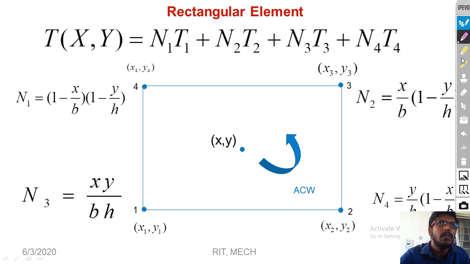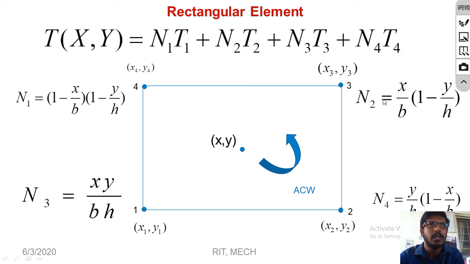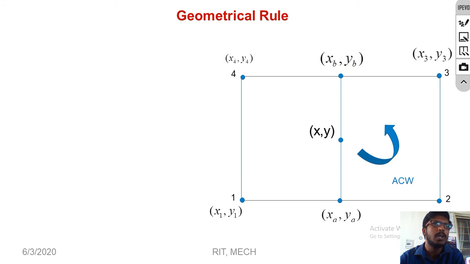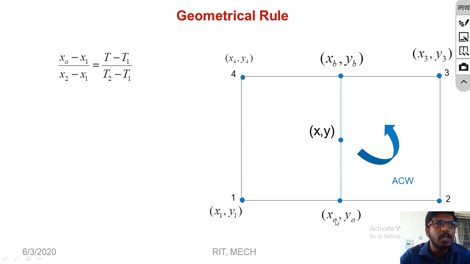This is the case we have discussed in the first part. Second, the question will come like this: they will give some temperature region, for example 50 degrees Celsius. In the 50 degrees Celsius region we want to find XA, YA and XB, YB. Again you can remember the geometrical rule, the same thing discussed in the triangular element. For example, to find XA, YA, you can use the geometrical rule.